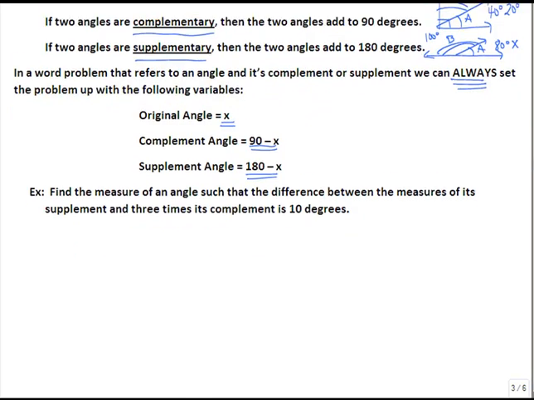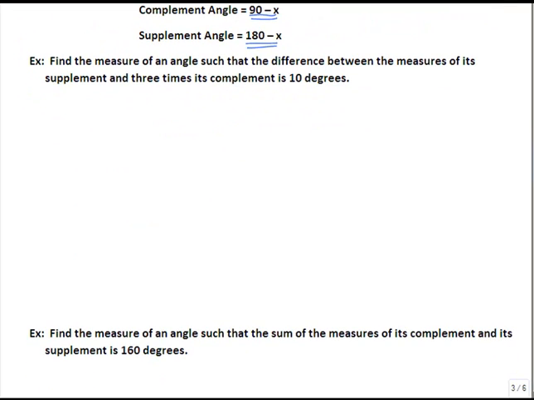So for example, let's look at a problem. Suppose the question says, find the measure of an angle such that the difference between the measures of its supplement and 3 times its complement is 10 degrees. It's kind of confusing, there's a lot of stuff going on, but the very first thing you want to recognize is, I see the words supplement and complement.